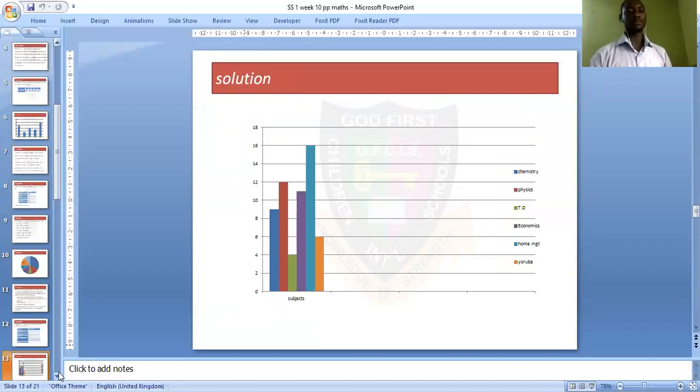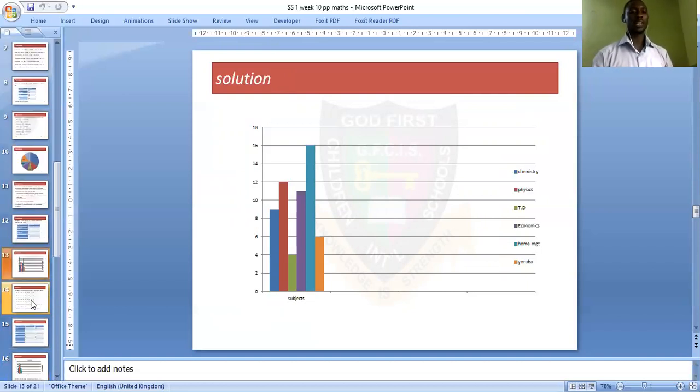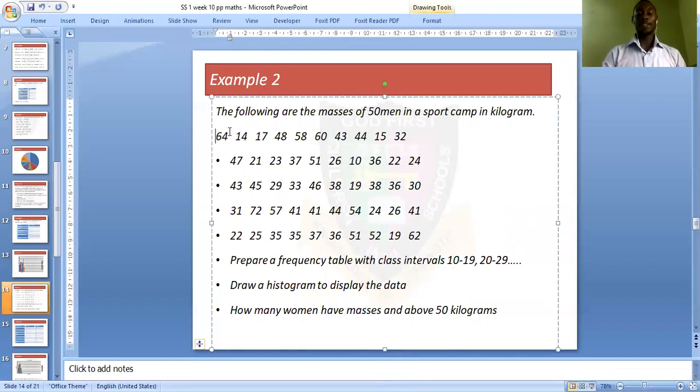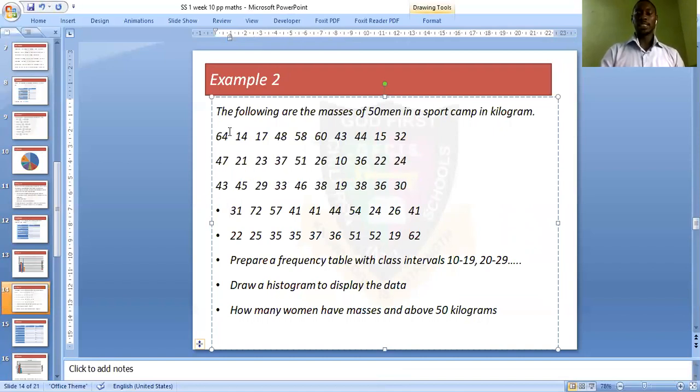Take another example. This is for group data. The following are the masses of 50 men in a sport camp in kilogram. These are their masses. Number one question says, prepare a frequency table with class interval of 10 to 19 and 20 to 29.